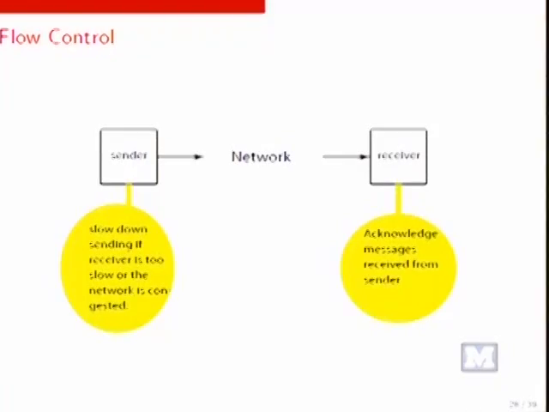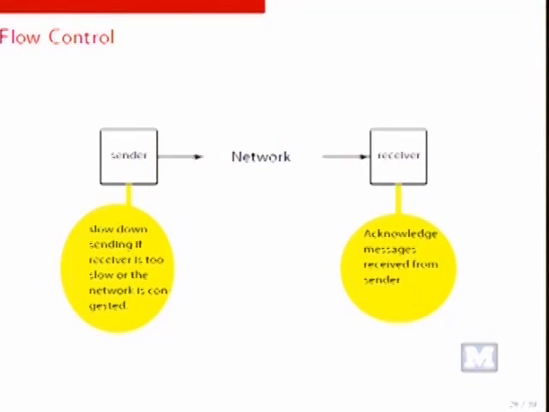If A doesn't slow down, then the network becomes congested because all the data just ends up on the network. And if there's too much network congestion, then the network will fail. So what A has to do is monitor the speed at which the receiver works. If the receiver is too slow, then A has to slow down the speed at which messages are being sent. On the other hand, if the network is too congested, A again has to slow down the speed at which messages are being sent.